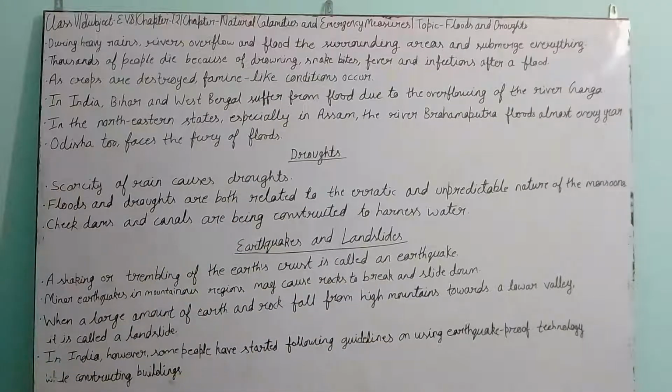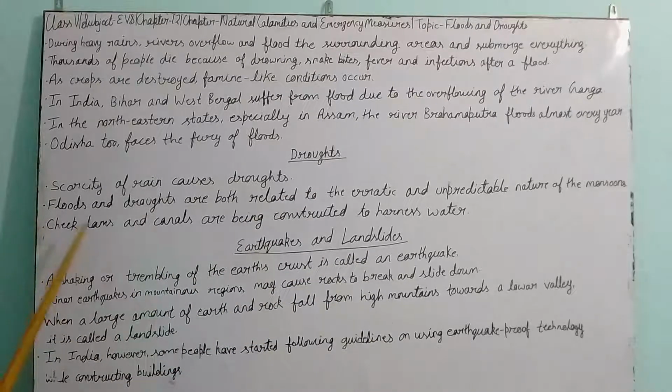be. Check dams and canals are being constructed to harness water. You know, we are human beings, and whenever we get a problem, we try to find solutions. So by suffering the conditions of the floods and the droughts, human beings think about the solution. They didn't get every proper solution, but they did a few things. With the help of these solutions, they can have a little less loss.